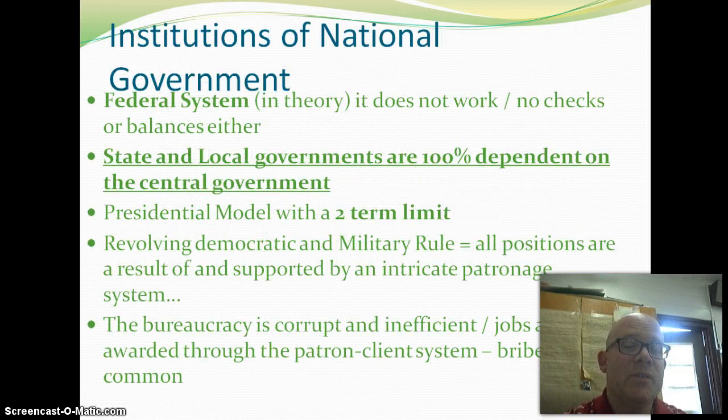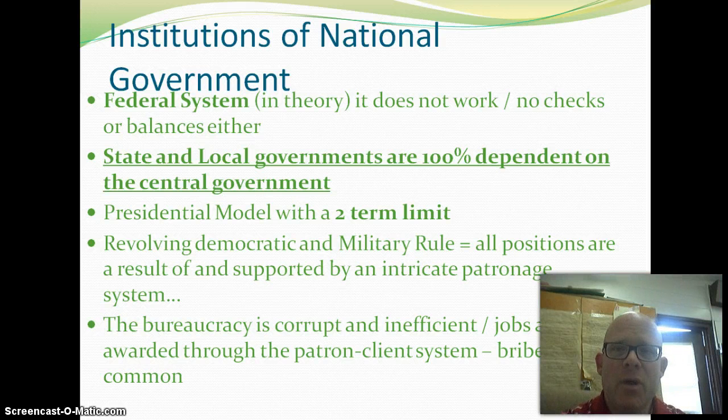The government is a federal system in theory. Again, we talked about this in class. It's a broken federal system. It doesn't really work. The checks and balances between the different branches of government don't work very well and aren't exercised. This is mainly because the state and local governments are 100% dependent on the central government for everything. Again, that oil money has to make its way through the central government down to the states.